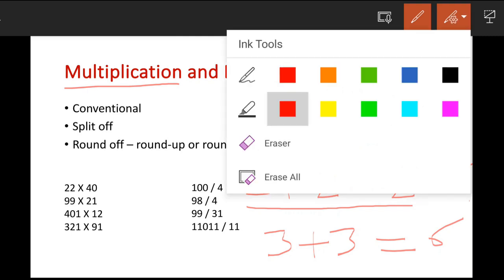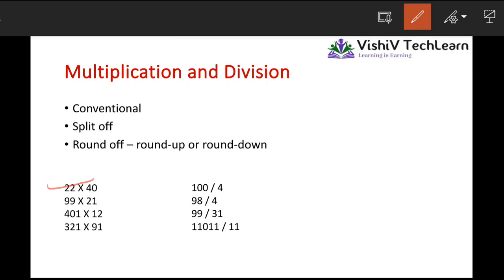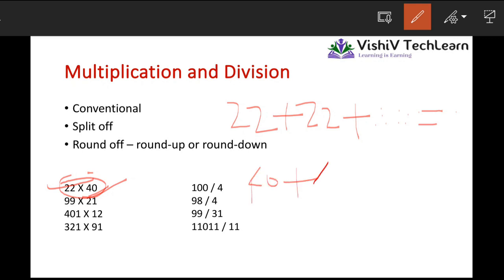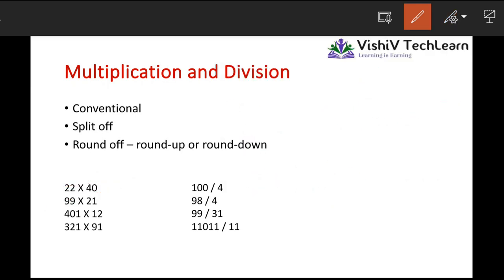Now in this we can also talk about this example, 22 into 40. If we write 22 plus 22 plus 22, how many times? 40 times. If we do this 40 times, then the answer we get is the same as the multiplication of 22 into 40. Or on the other side, if we write 40 plus 40 plus 40 and so on, and do this 22 times, we will get the same answer of this multiplication 22 into 40. So this is the base of multiplication, the basic concept of multiplication.